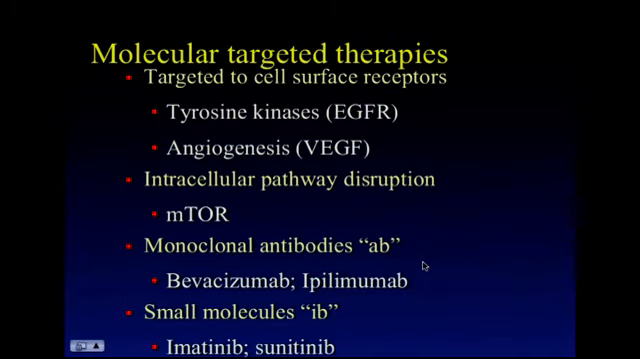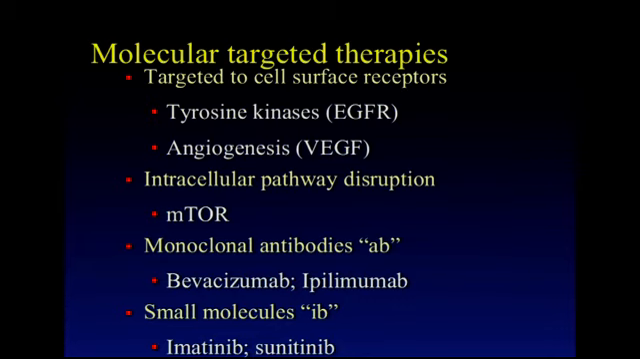But I'd like to turn our attention to the newer chemotherapies, so-called molecular targeted therapies. These are targeted to the cell surface receptors, and these include tyrosine kinase, such as we see with epidermal growth factor receptors, and those that target angiogenesis, the vascular endothelial growth factors. There are other therapies that target intracellular pathways, others that are primarily antibodies to surface receptors, and these are typified by bevacizumab and ipilimumab.